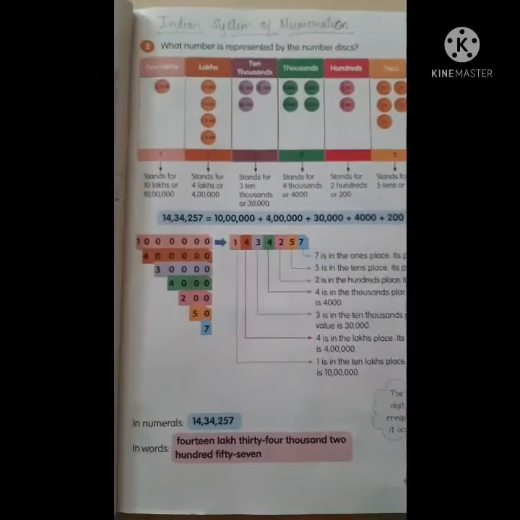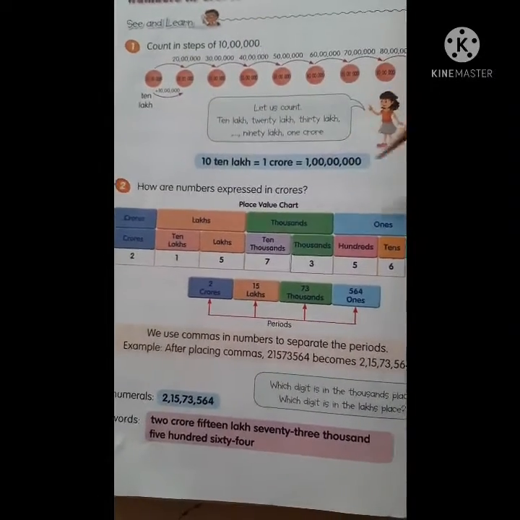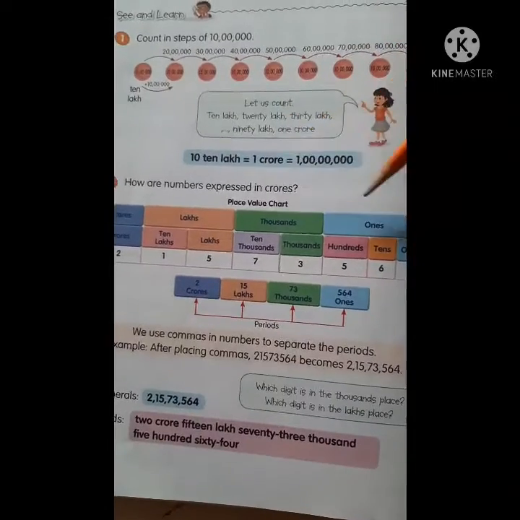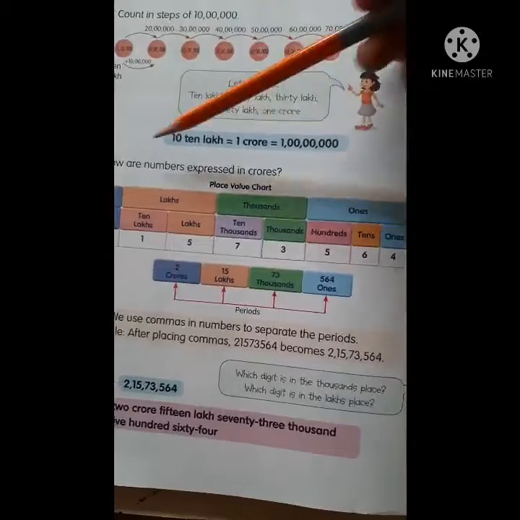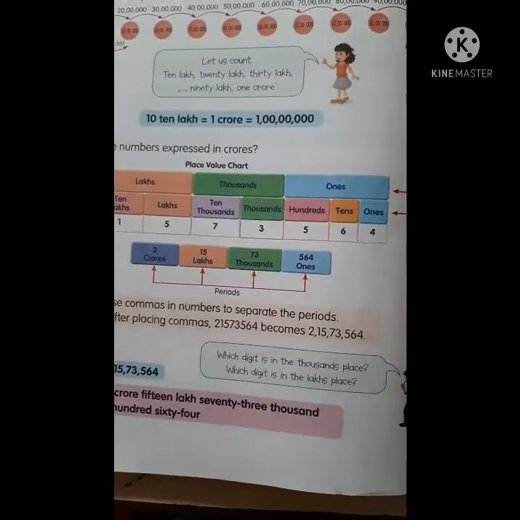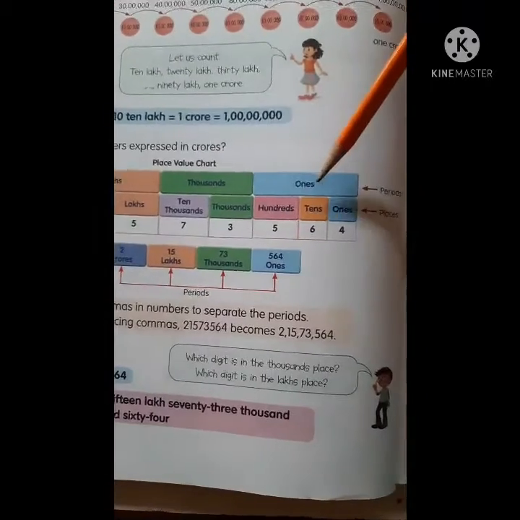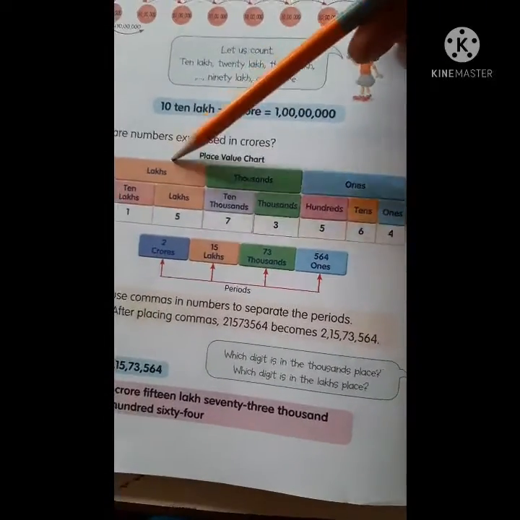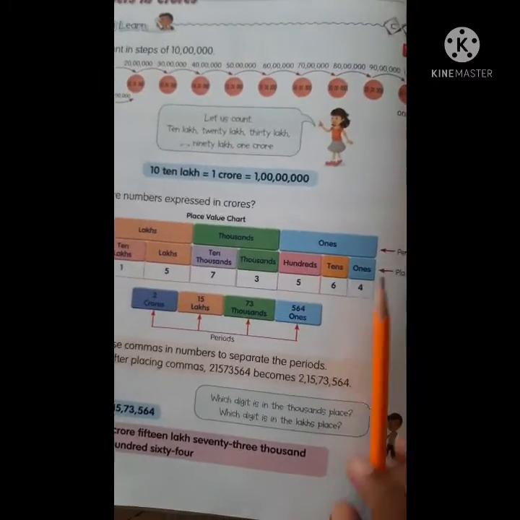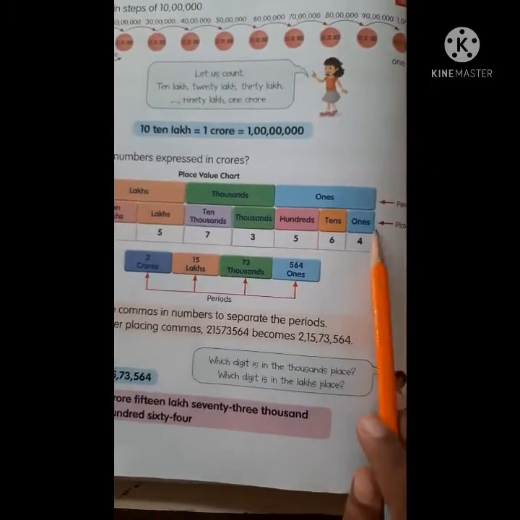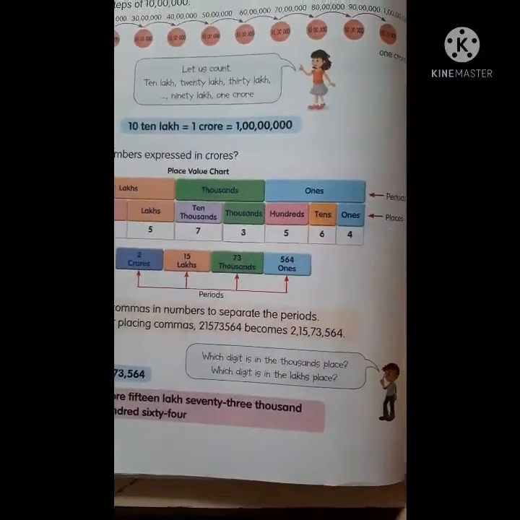Understood? Now we will see how we can express numbers in crores. So let us see the place value chart. We know that 10 lakh equals 1 crore. So let us see how we have to express in crores on the place value chart. Again we'll start from ones, thousands, lakhs and then crore. See here you can see the numbers, periods and places. These are called periods, and these are the places of the value.